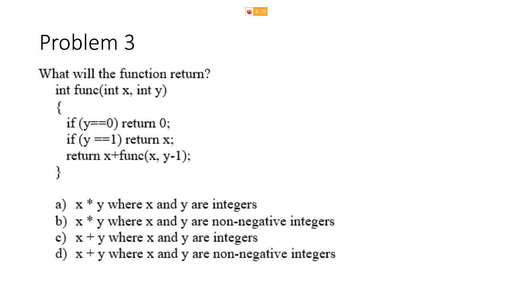Any answers? Option D, ma'am. Option D, no, try again. There is recursion here. Just try to run it, like assume two values of x and y, 5 and 5 or 5 and 6, whatever you want, and then try to run it once. Dry run it on a paper.